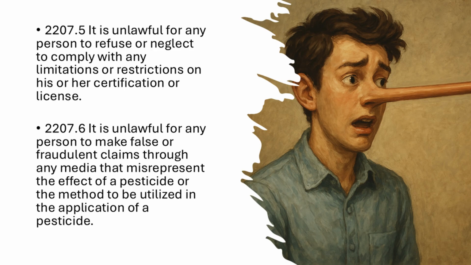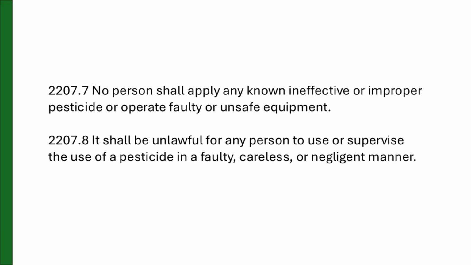2207.6, it is unlawful for any person to make false or fraudulent claims through any media that misrepresent the effect of a pesticide or method to be utilized in the application of a pesticide. 2207.7, no person shall apply any known ineffective or improper pesticide or operate faulty or unsafe equipment. 2207.8, it shall be unlawful for any person to use or supervise the use of a pesticide in a faulty, careless, or negligent manner.